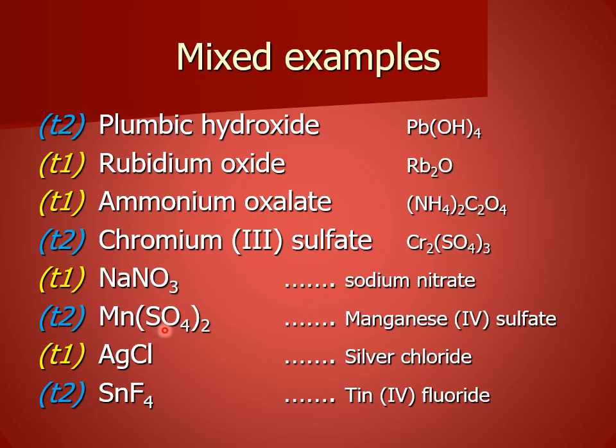In manganese and sulfate, well, it turns out this is manganese 4 sulfate. Roman numeral 4 written in parentheses. Where'd the 4 come from? Well, I don't see a 4 over here. If you re-crisscross, you're going to find that this becomes a negative 1 because that's a 1 down there, so it crisscrosses to be a negative 1. Negative 1 is incorrect for sulfate.